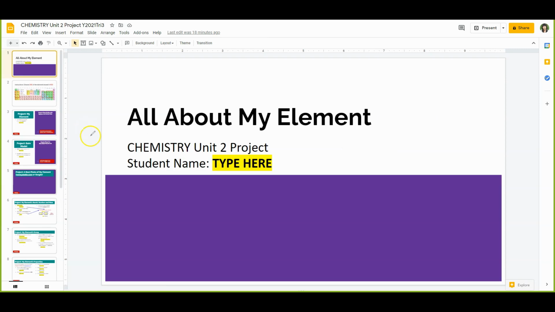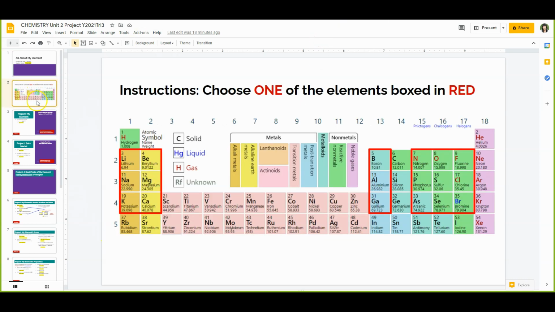Hello students, this is the recording for the Unit 2 project for the first half of the project, all about your element. So make sure that on the first slide that you type your name here, that way we know who this project belongs to.